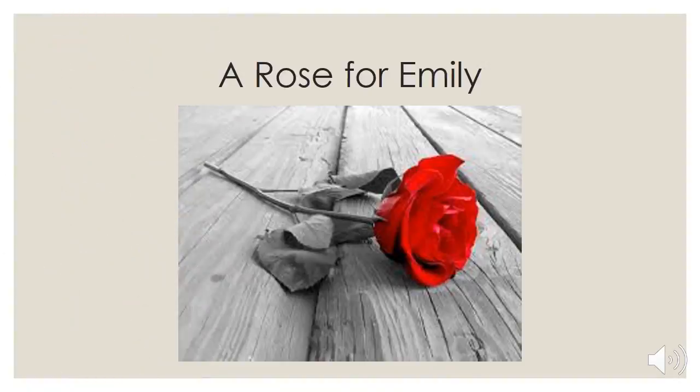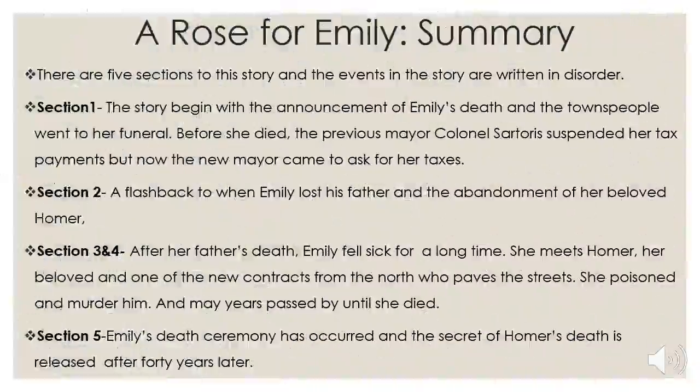Talk about A Rose for Emily. The summary of the short story. There are five sections in this short story, and the events in the story are written in this order. The first section, the story begins with the announcement of Emily's death and the fact that the townspeople went to her funeral. And also, after she passed away, the previous mayor, who is part of the Old South, Colonel Sartoris, suspended her tax payment, but now the new mayor comes to ask for her taxes.